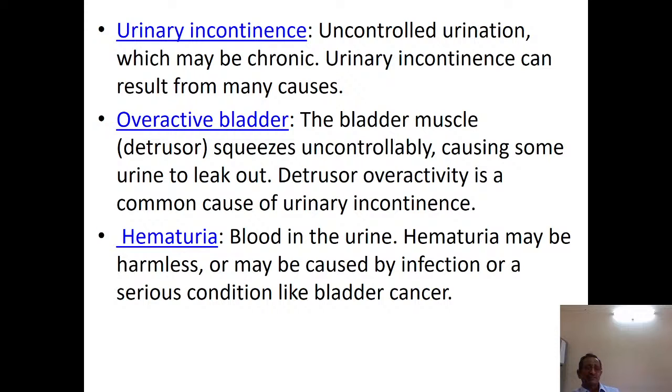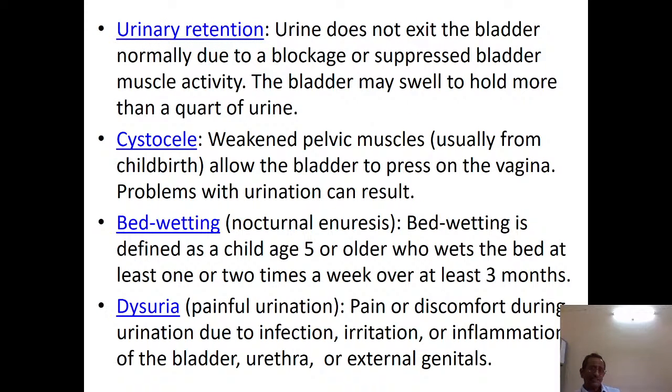Urinary incontinence is uncontrolled urination which may be chronic. This can result from many causes. Overactive bladder: the bladder muscles squeeze uncontrollably, causing some urine to leak out. Detrusor overactivity is a common cause of urinary incontinence. Hematuria: blood in the urine. Hematuria may be harmless or may be caused by infection or a serious condition like bladder cancer. Urinary retention: urine does not exit the bladder normally due to blockage or suppressed bladder muscular activity. The bladder may swell to hold more than a quart of urine, that is half a liter.